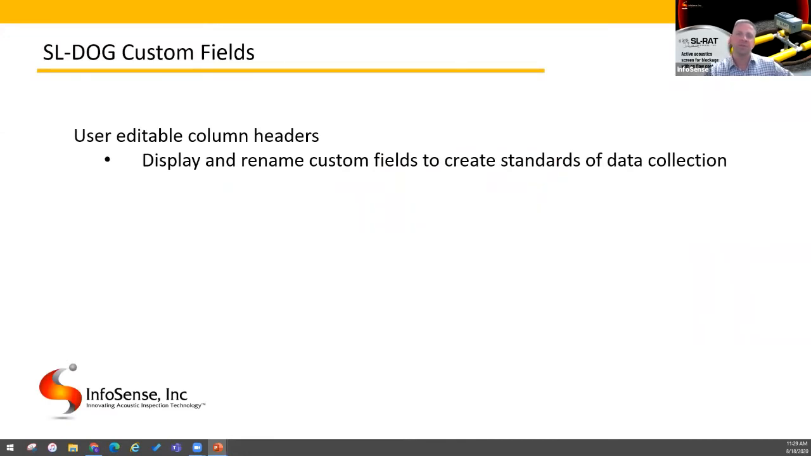There are several fields provided in the SLDog web portal, as well as in the SLDog mobile app, that are available for you to enter custom information. This allows you to supplement the data collected by the SLRAT acoustic tests with other data that you may be gathering at the same time, such as manhole inspection or location information. These custom user fields will appear as columns in the web portal.